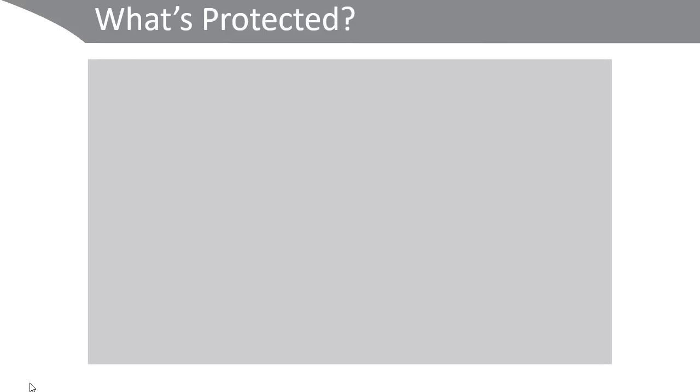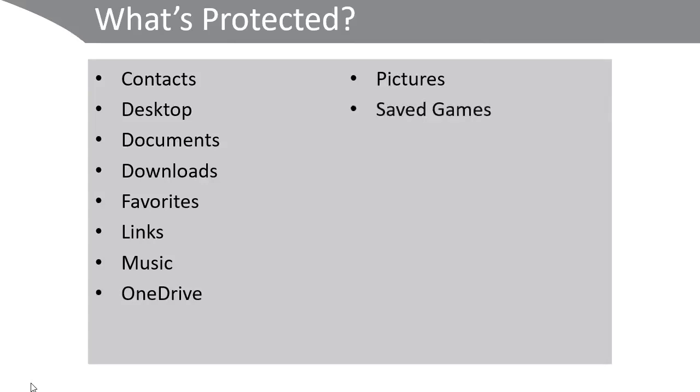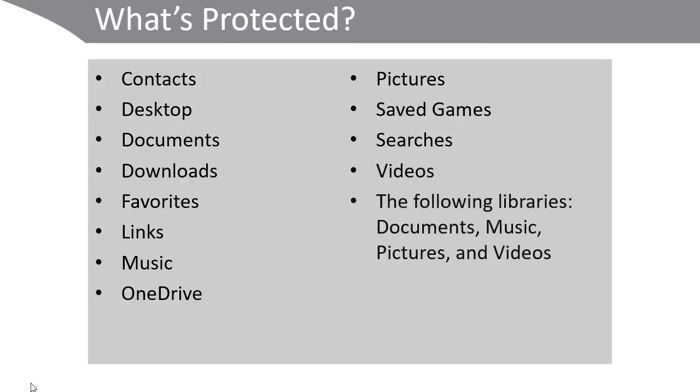The following is protected by default: Contacts, Desktop Settings, Documents Library, Downloads, your Favourites folder, Links, Music Library, OneDrive Content, Pictures, Saved Games, any searches, Videos, and the other libraries. Remember that a library can be more than just an individual folder. Whilst you're protecting documents, music, and pictures, the libraries may contain multiple folders.